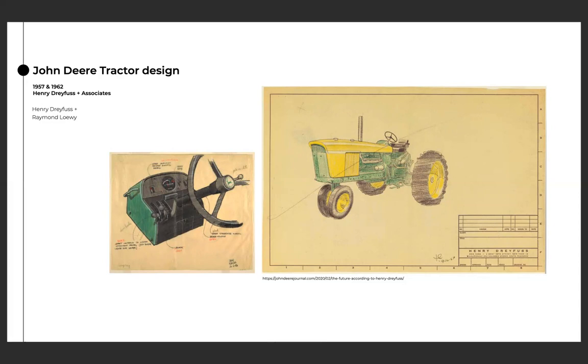So on the right, if you can see, there's a padded seat with lumbar support. In prior tractor designs, the seat was metal and there was no back support. On the left, you see a dashboard with clearly marked levers and a car-like steering wheel, making it very easy to operate this machine.